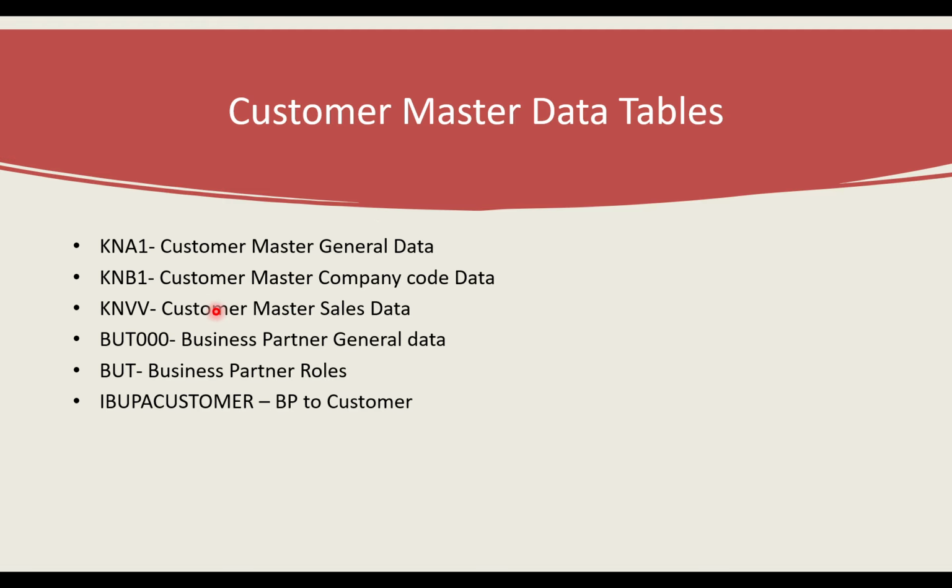So for the customer master, KNA1 is where the customer master general data will be saved, KNB1 is where customer master company code data will be saved, and KNVV holds sales and distribution data. BUT000 has business partner general data, and business partner roles. And there is CVI_CUST_LINK, BP to customer. So if you have the BP in your hand and you want to know the customer number for it, then you can use this table. Let me show you in the system how it will work.